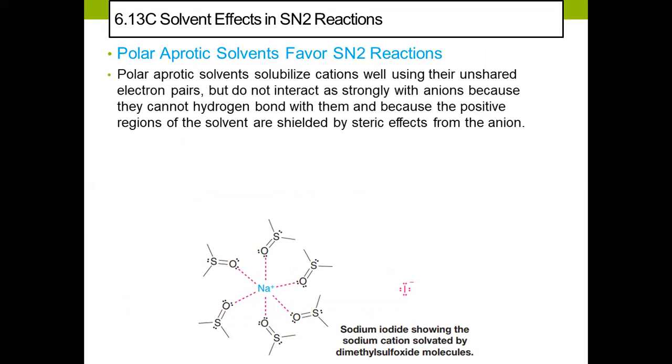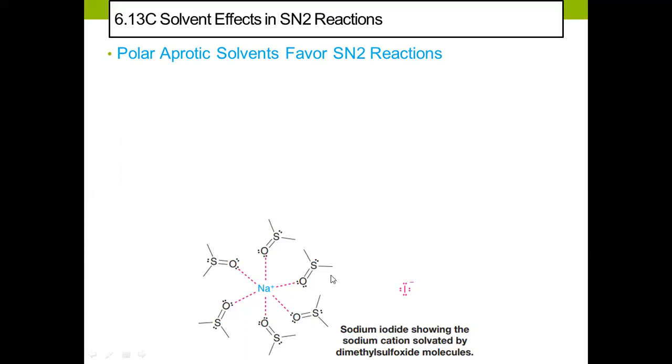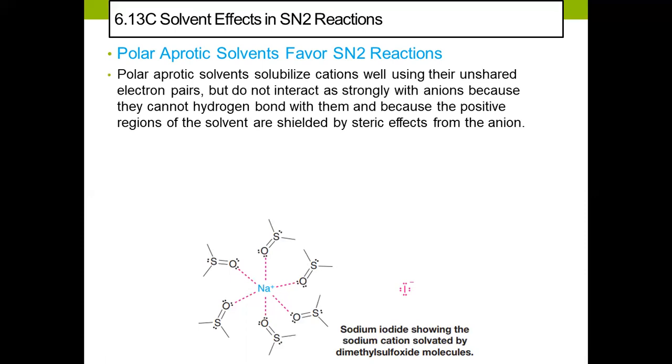So what happens when we use polar aprotic solvents in the SN2 reactions? Here is an example of the polar aprotic solvents, like dimethyl sulfoxide, with a double bond to O here. The polar aprotic solvents solubilize the cations, as in the illustration here. For example, the base is sodium iodide.